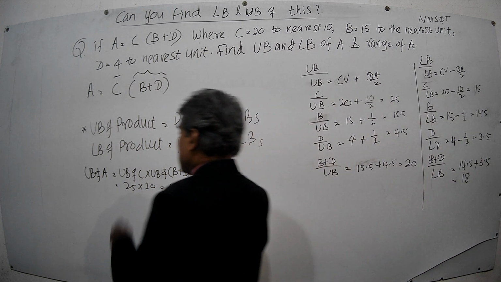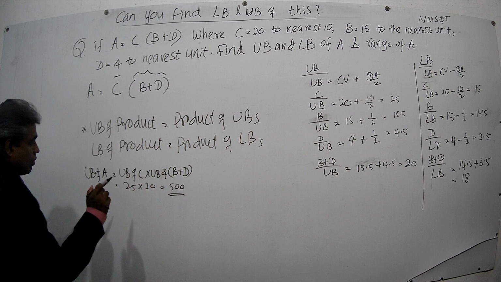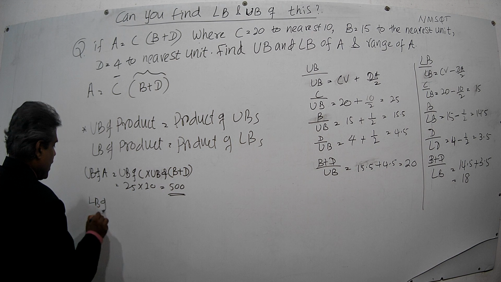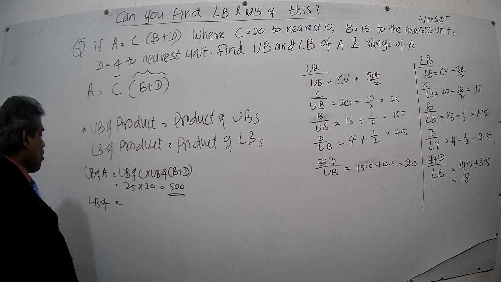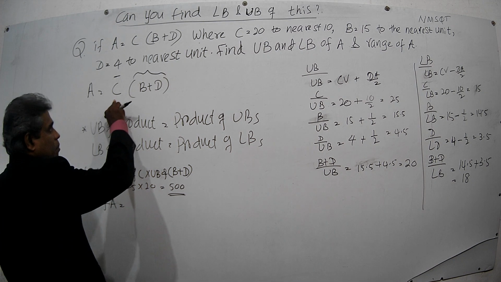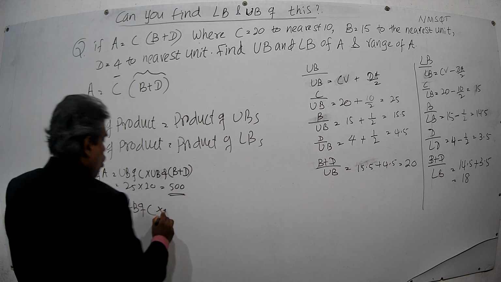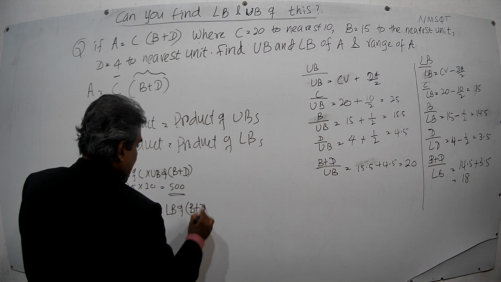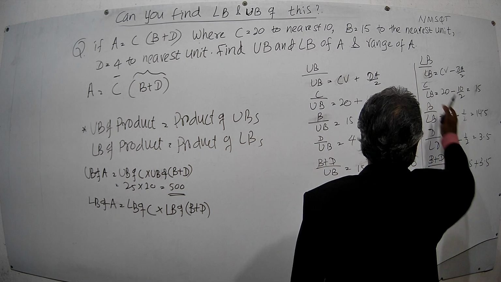Now we have the essential data to calculate the lower bound of A. Then the lower bound of A equals, what is the formula for the lower bound of a product? The lower bound of a product equals the product of the lower bounds. Now get the lower bound of this times the lower bound of this. Then the lower bound of C times the lower bound of B plus D, right? Now you get the lower bound of C here.